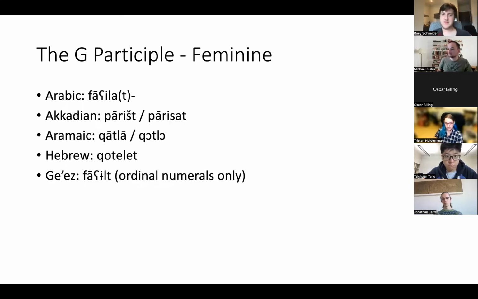All right. If we inflect it to gender, to feminine, we can add the at or t suffix, which we can see in Arabic fa'ila or fa'ilatun. Akkadian, I don't know, parisht, parisat, depends on the environment. Aramaic, khotla, Hebrew, kotelet, and Ge'ez fa'ilt. So the feminine suffix is expressed by an a vowel or no a vowel and a t or no t. So in Hebrew, it's with an a.